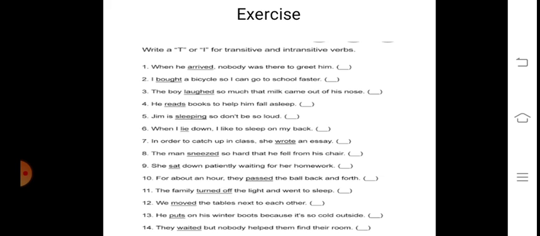She sat down patiently waiting for her homework. How did she sit down? She sat down patiently. There is no receiver of the action. So no object is there and hence sat is intransitive in this sentence.